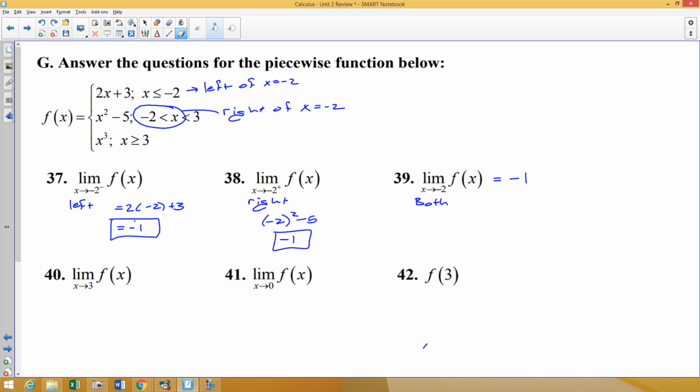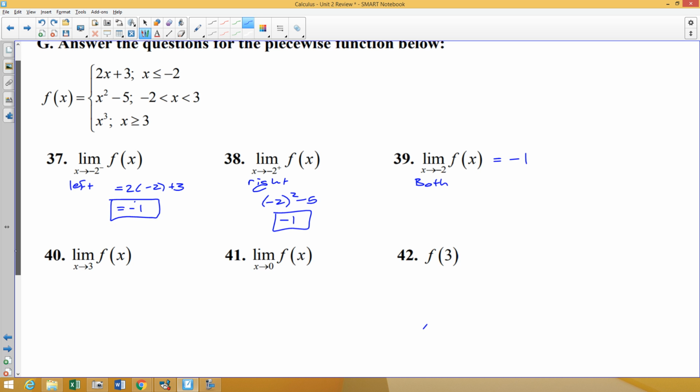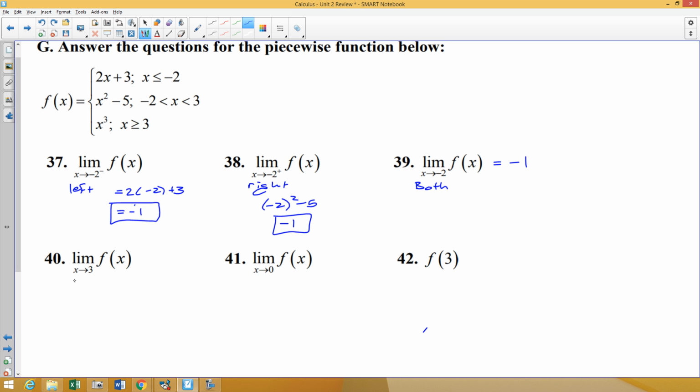So let's move on to number 40. Number 40. I want to do 3, which means I need to look at both the left and the right. So I have to look at both sides. And the left and right side of 3 are represented by different equations. So I'm going to have to look at the left side. Limit as x approaches 3 from the left. And the left side is up here. This is the left of 3. And so I'll plug 3 in there. That'd be 3 squared, which is 9, minus 5. So we get an answer of 4.